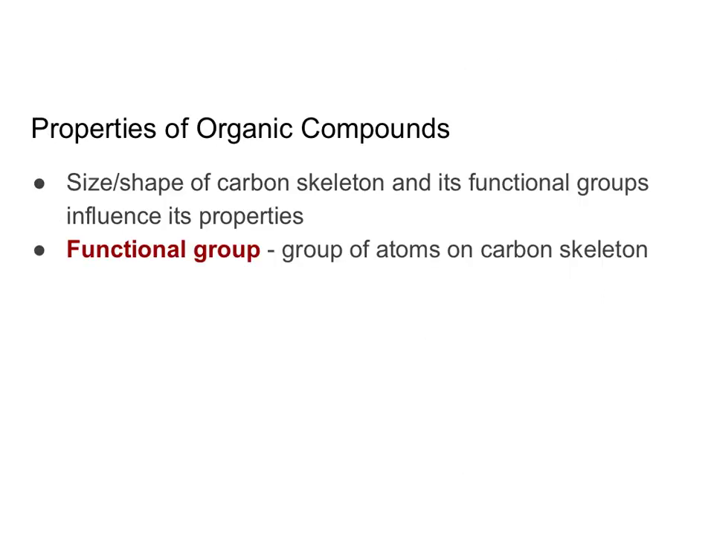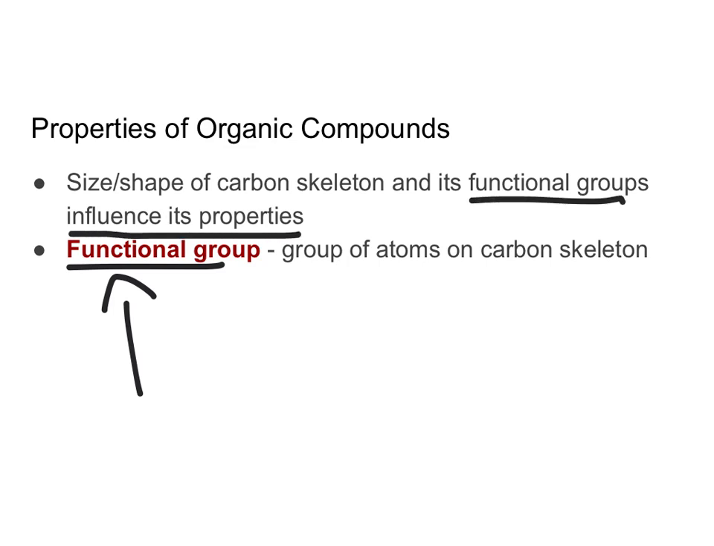The other piece that an organic compound has is called a functional group. A functional group, this is a really basic definition, is a group of atoms that are found on a carbon skeleton. The important thing about a functional group is that it dictates the properties of that molecule. Depending on which functional groups you have, that will influence which properties that molecule has. Now, the size and shape of the carbon skeleton also influence the properties of a molecule, but really, the functional groups have a stronger role to play. Functional groups really dictate the properties of a molecule.